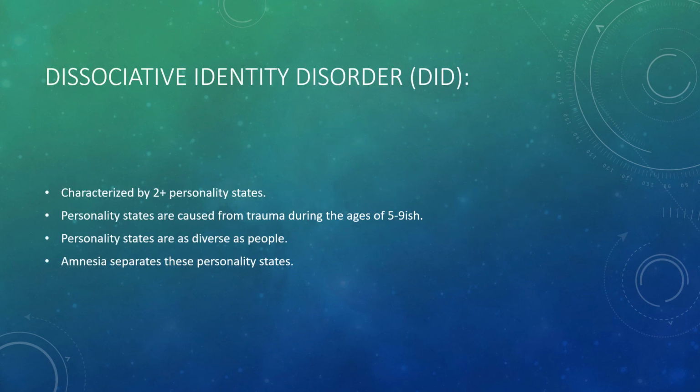Now, DID is characterized by 2+ personality states. These personality states are caused by trauma, which we talked about earlier. These personality states are as diverse as people. When I say diverse as people, I'm talking about in a single body. If the body is presenting as male, they can have a female alter. They can even have a non-human alter. They might have someone who is Asian, but the body presents as African, or maybe Native American, or white, or insert thing. And with that, amnesia separates these personality states. So for the most part, they have no idea about the other parts.